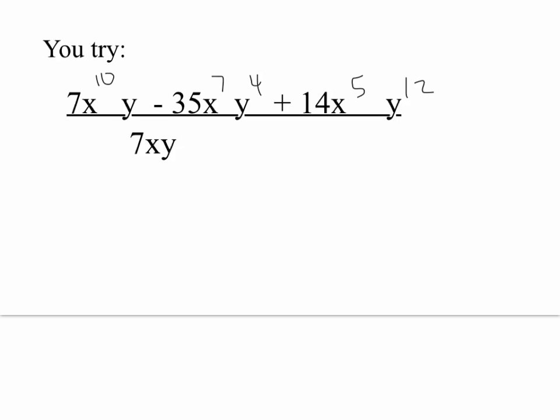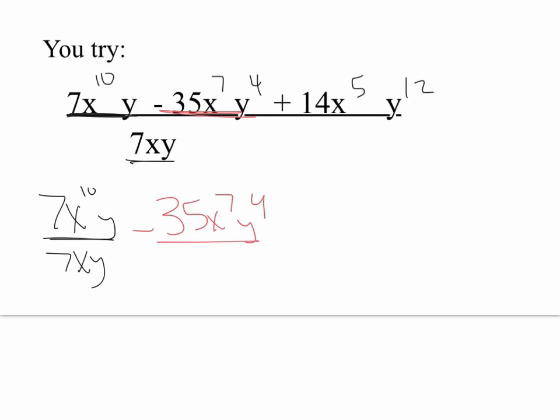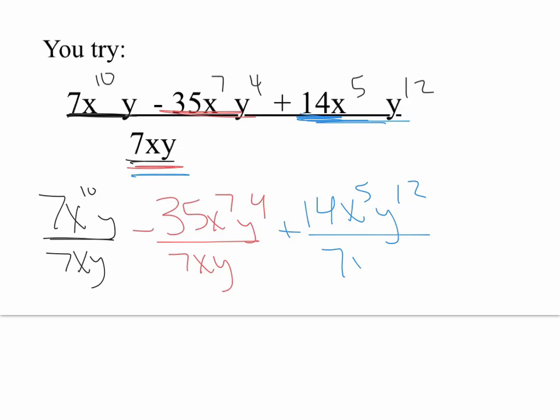So first step is that we're going to separate. So we're going to take the first term, so 7x to the 10th y, divided by the bottom term, so 7xy. Then we're going to go to the second term, so negative 35 x to the 7th y to the 4th, all divided by that bottom term again, 7xy. Then the next one, we have plus 14 x to the 5th y to the 12th, all divided by that bottom term again, which is 7xy.